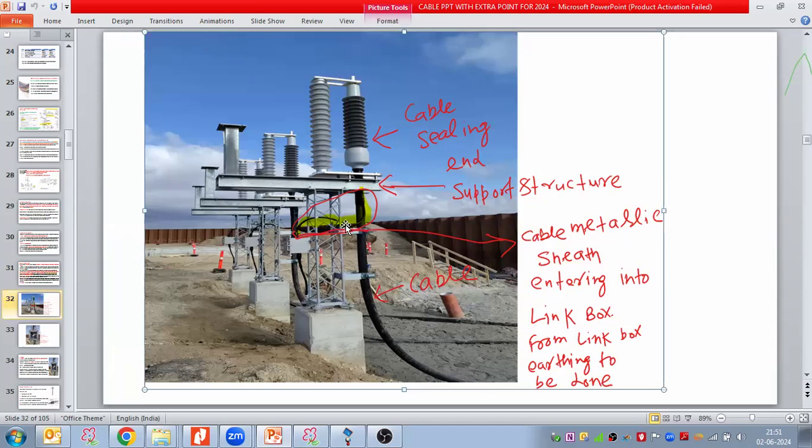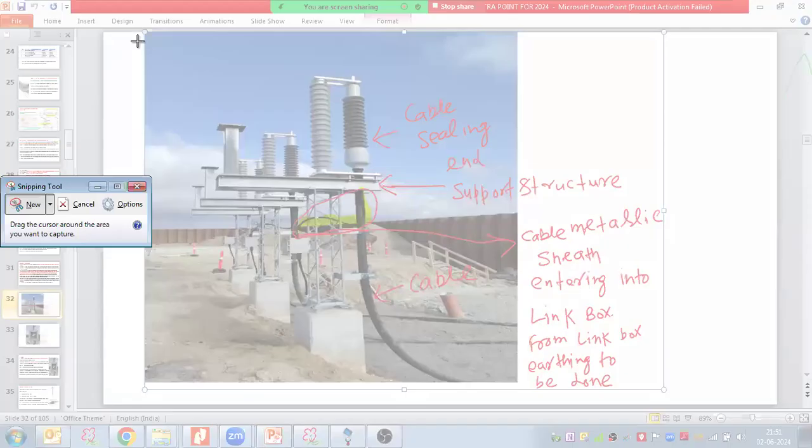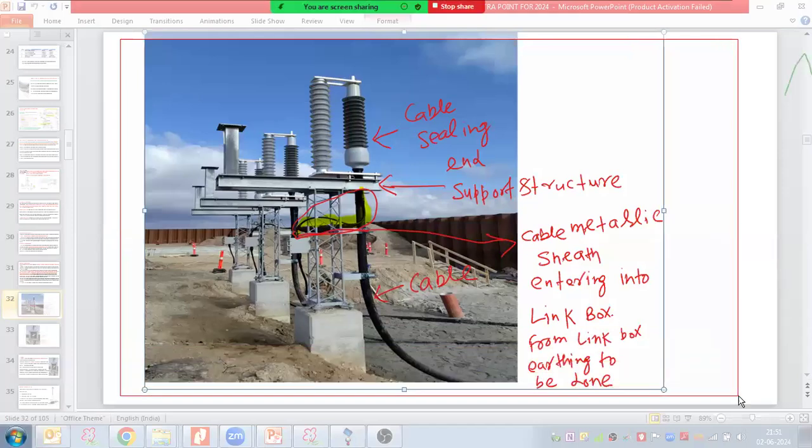Could you see this cable now? The yellow marked cable. The yellow marked cable. Yes. Let me take the snapshot.